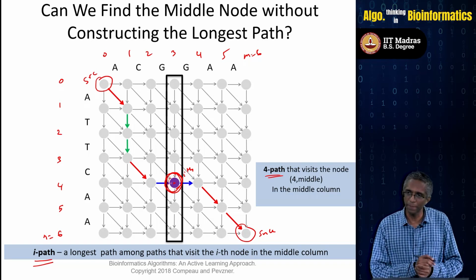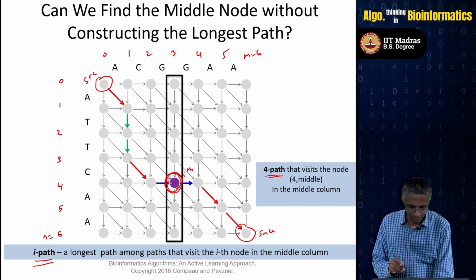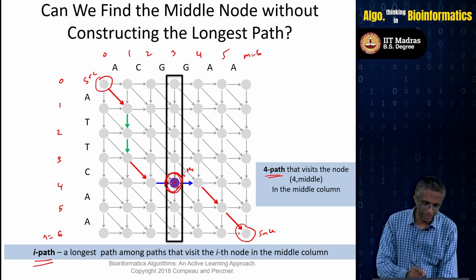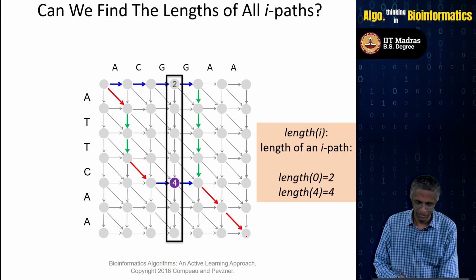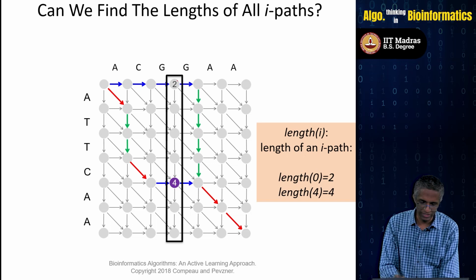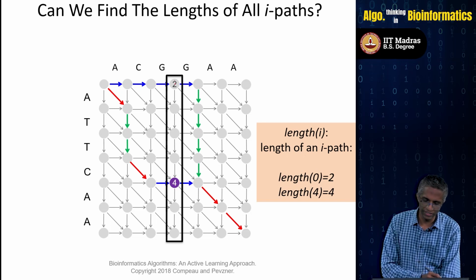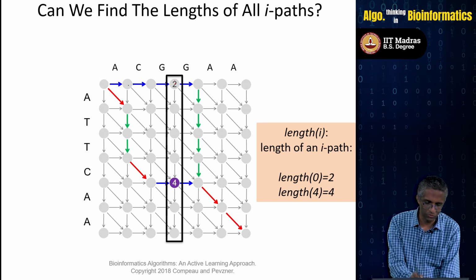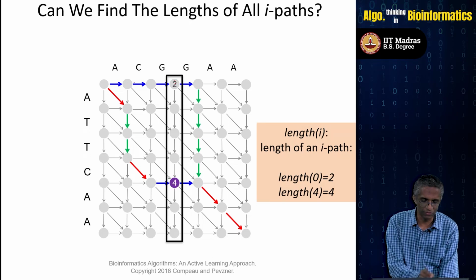Okay, is that clear? Yeah. So the value of that will be the best path from source to that node, and then from that node to the sink, right? So in this particular case, the length of this 0 path, the length of 0 is the length of an I path, so length of 0 will be 2. Okay, because there is only really one path that will go through this, right?